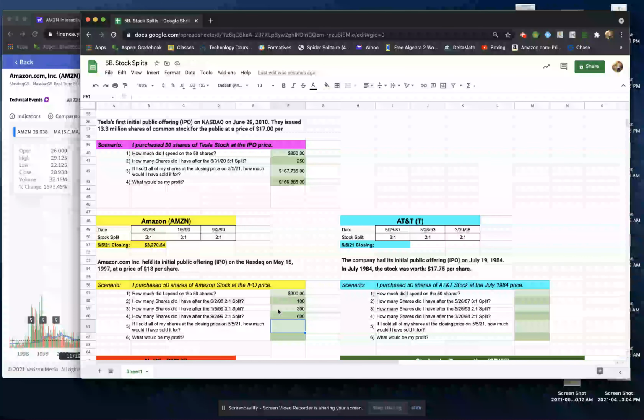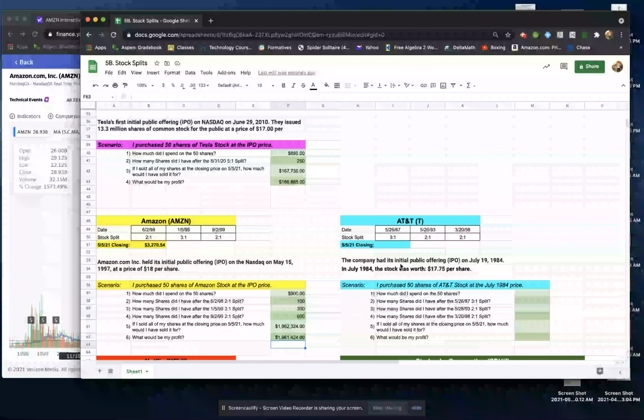I decide to sell the stock at yesterday's closing price. So I'm going to say equals, click on the number of shares I have. I now have 600 shares times the closing price as of yesterday. Woohoo! I'm a millionaire. Look at that. Oh, wait a minute. I forgot to subtract my original cost. So what was my original cost? $900. So my profit is going to be the $1.9 million minus the $900 I originally invested. Mama's a happy camper.